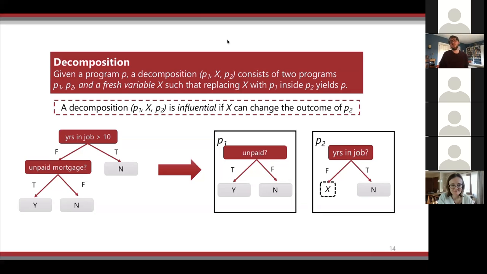And then we want to talk about influential decompositions, and that merely means that inside of P2, we can change the final value of P2 by changing x. So basically, x interferes with the final value of P2, and we refer to that as an influential decomposition of the original program P.